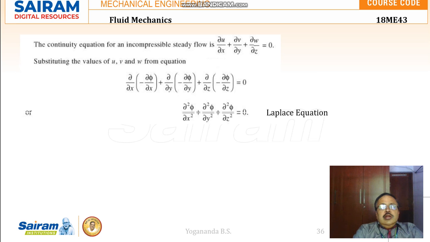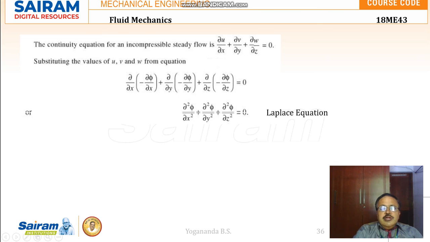The continuity equation for any incompressible steady flow in Cartesian coordinates is given by del u by del x plus del v by del y plus del w by del z is equal to 0.